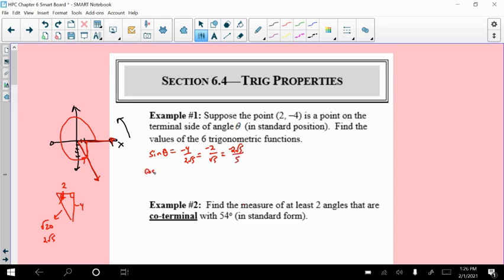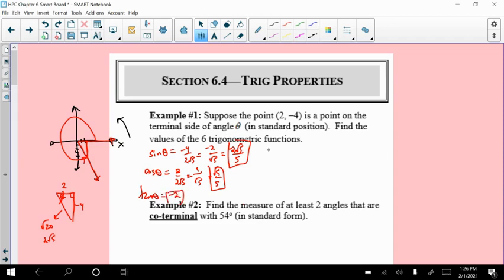Cosine of theta is adjacent over hypotenuse. So it would be 2 over 2 root 5, and it'll be positive. The 2's cancel, so we get 1 over root 5, or we can multiply by the denominator and get root 5 over 5. Now, tangent would be opposite over adjacent. So that would be -4 over 2, which is -2.